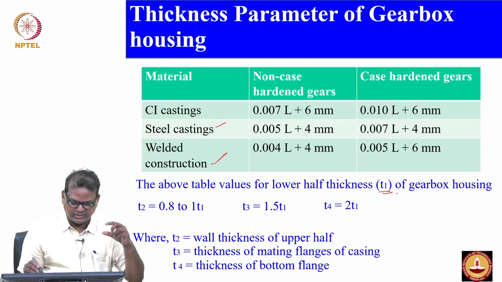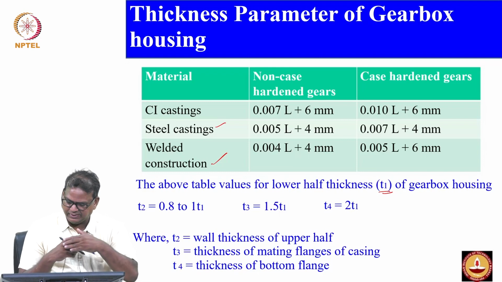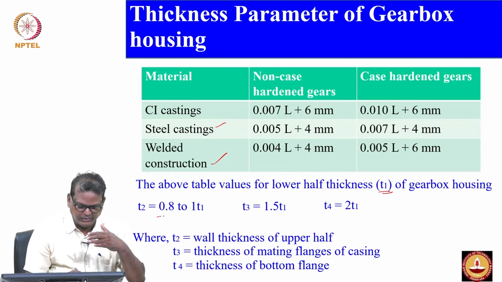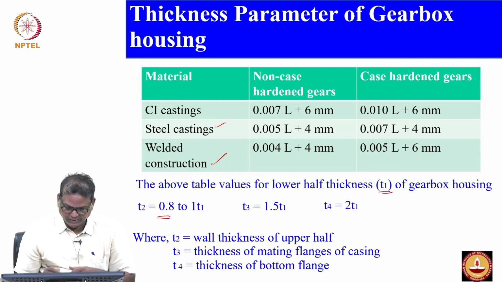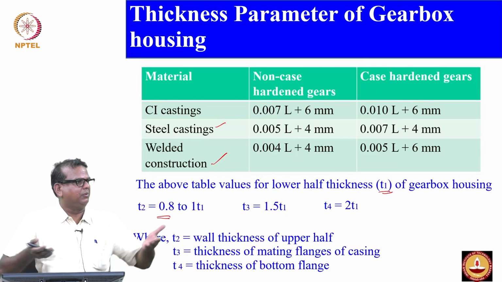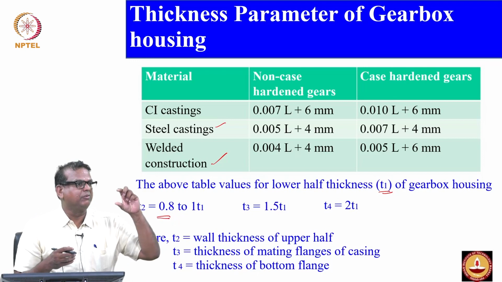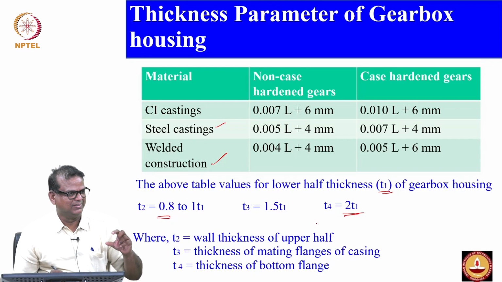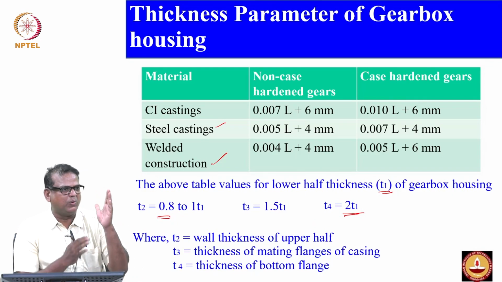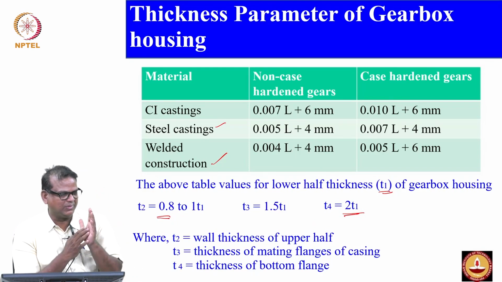So this is the standard thickness where it is going to be connected, T1. The T2 is normally lesser than your T1, and T3 will be the thickness of the mating flanges, because that is going to support, you need to have a higher thickness than the lower half thickness. And the bottom flange, remember the entire load is taken there, so that should be even higher. You can see it is 2 times your T1. Again, it depends on which way you want to mount them.